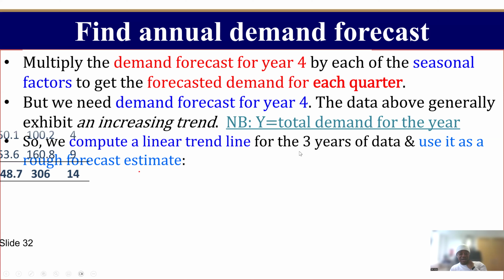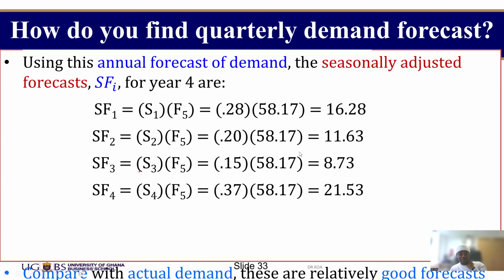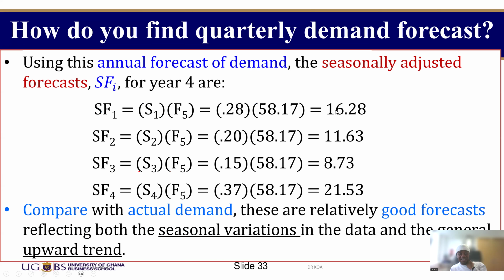So let's look at our quarter one and quarter four. Quarter one here is 16.28, quarter four is 21.53. Comparing that with the actual demand, these are good. First of all, it shows seasonality. Second, it also shows an upward trend. From 16 it came down, but eventually there's still a huge upward trend.